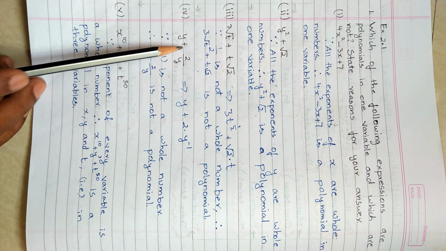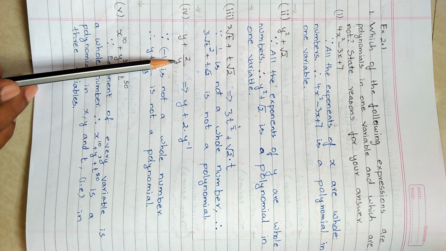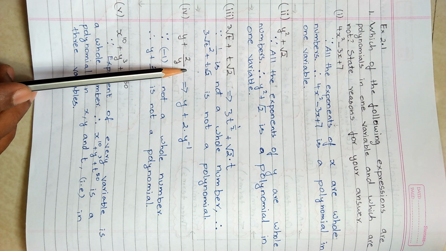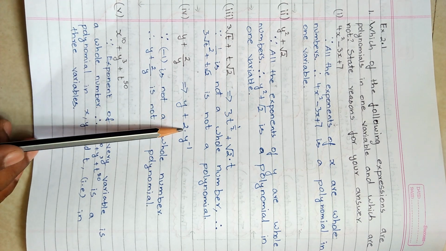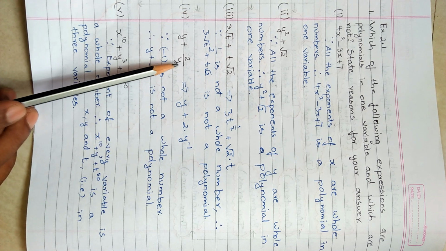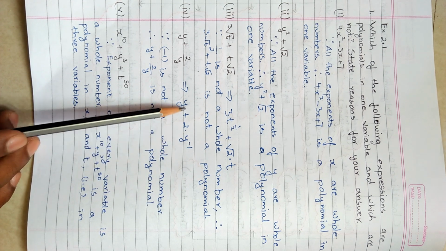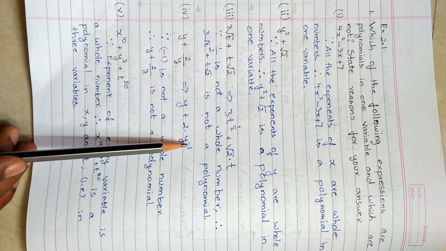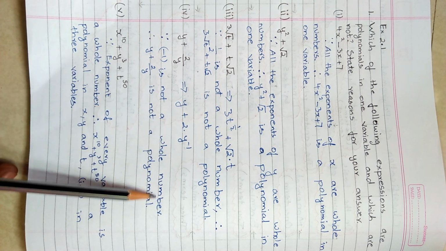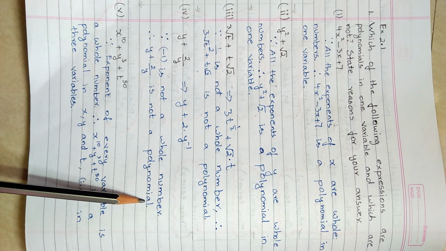Fourth one, y plus 2 by y. See the y, the variable is in the denominator. So when I transpose it to the numerator, how will we write it? y plus 2 y power minus 1. So 1 by y or y power minus 1, both are the same. So just check the powers here. This is power 1, it is a whole number, but here minus 1, whether minus 1 is a whole number? No, minus 1 is not a whole number. Therefore y plus 2 by y is not a polynomial.